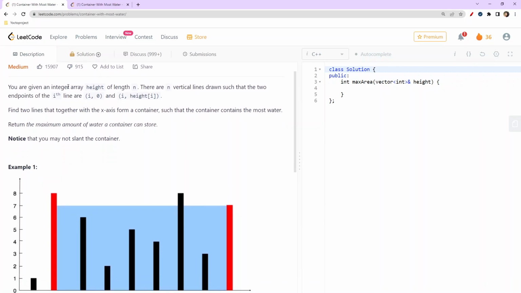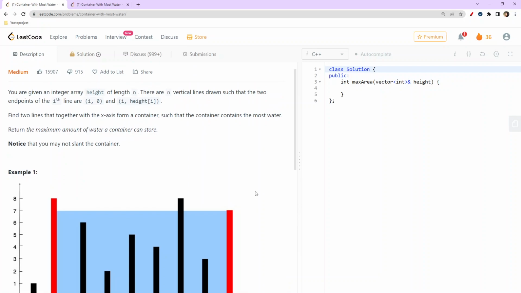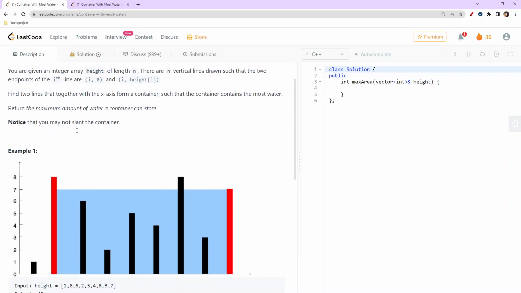So the thing is that you are given an integer array height of length n, right? So this is the length and the height. Basically, the width is n that they want to represent, meaning there are n heights. There are n vertical lines drawn such that the two endpoints of the ith line are (i, 0) and (i, height[i]).